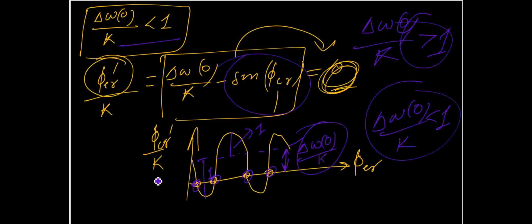If it is greater than 1, then your waveform will shift like this, and this will be your 1, the value of delta omega 0 by k. Since the amplitude of sine is 1, it will go like this and remain here only, so it won't cross this axis. You can see that there is no solution for this equation. What does it mean? It means the PLL won't lock. I hope this much is clear.